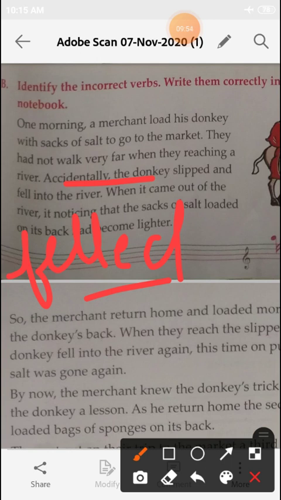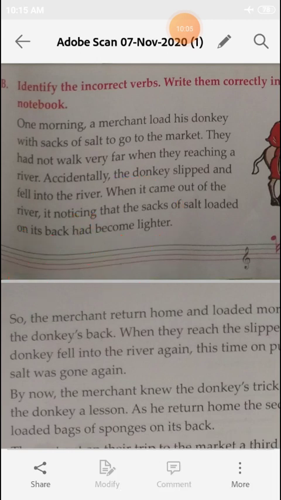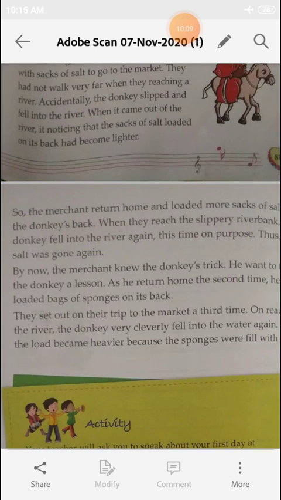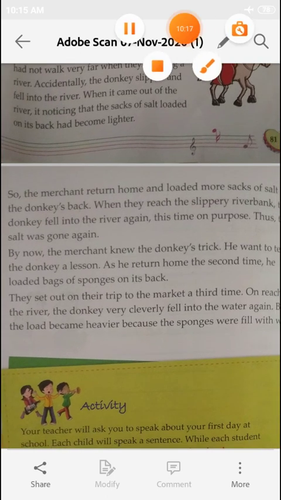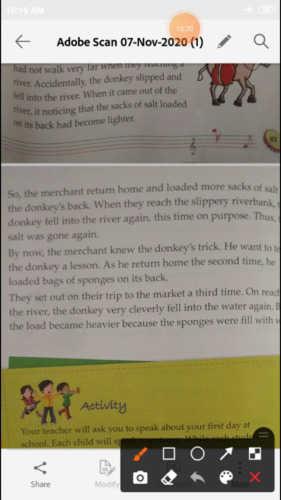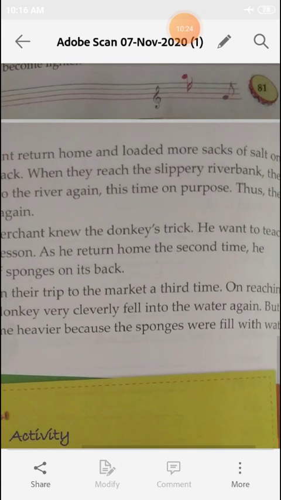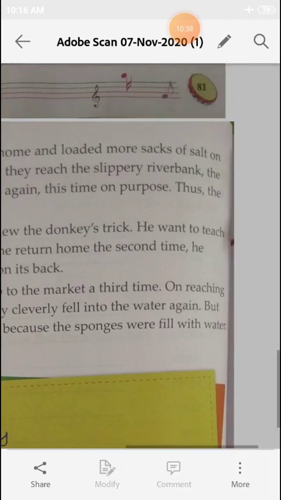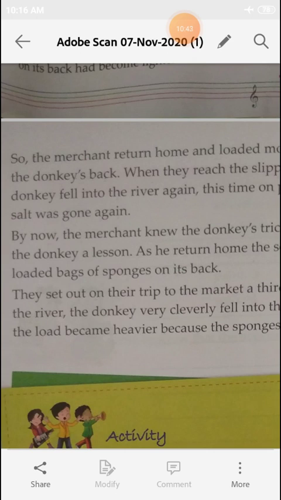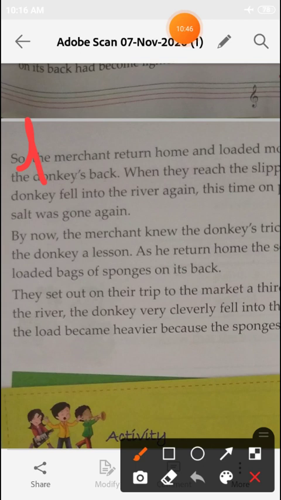When it came out of the river, it noticed that the sacks of salt loaded on its back had become lighter. So the merchant returned home and loaded more sacks of salt on the donkey's back. When they reached the slippery river bank, reach is not the correct verb. We write here reached. The donkey fell into the river again. Students, here we write fell.